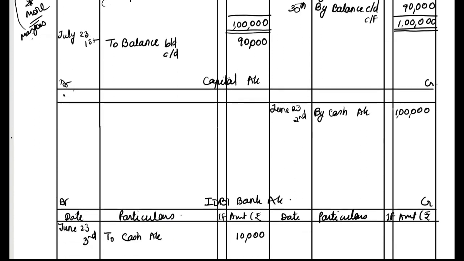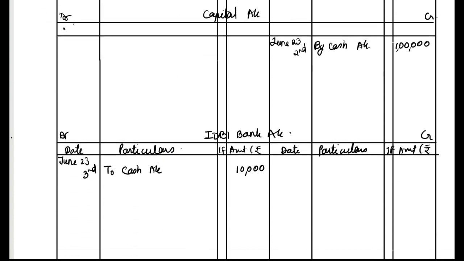Same way, now I'm going to balance the capital account and IDBI bank account. Now here, if you can see, there is no debit balance. But I have to close this account. If I have to close this account, I have to make both sides equal. And how will I make both sides equal? I will write on the opposite side, 30th of June, to balance carried down. How much am I going to carry down? It is going to be 1 lakh.